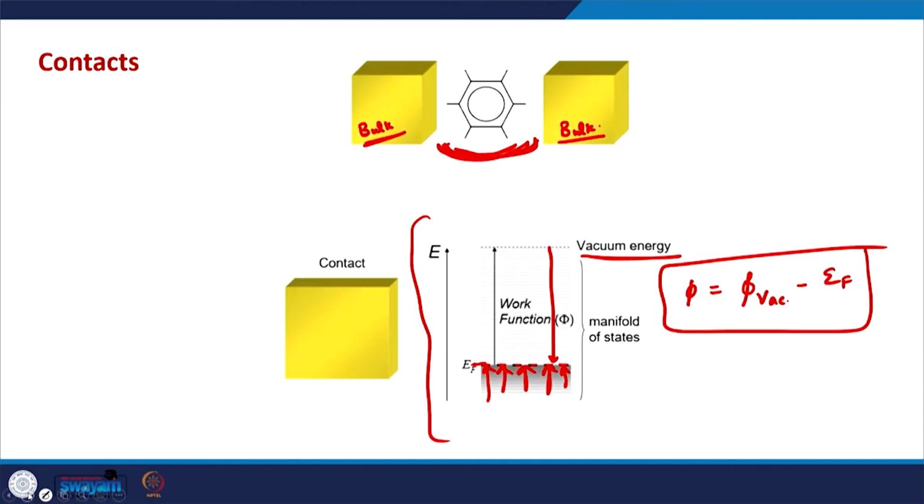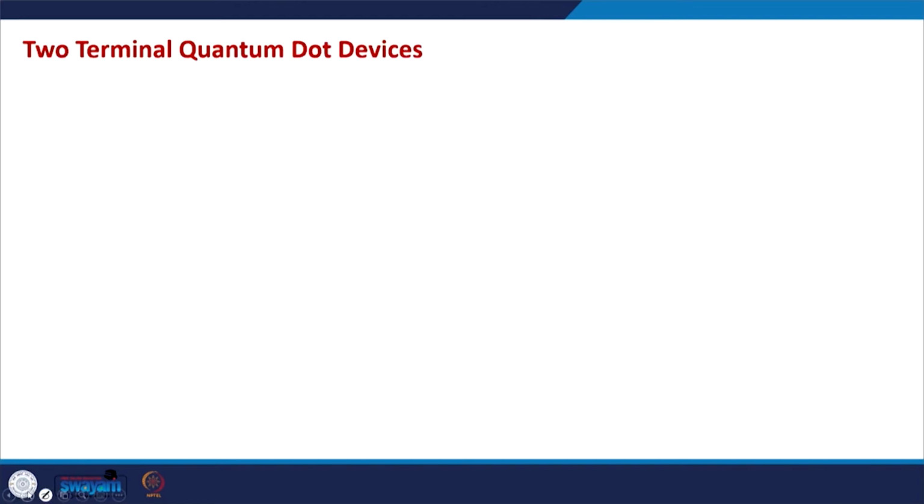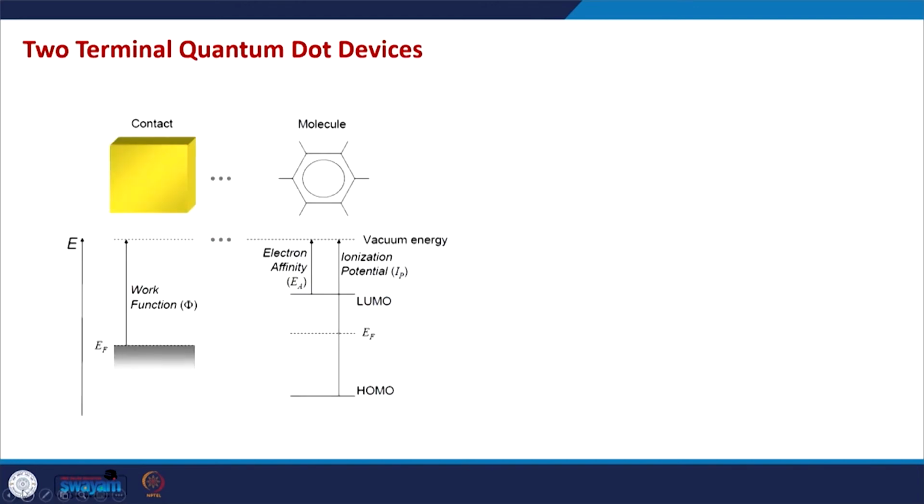Now, while making a device, we need to put this contact in touch with the quantum dot. Generally, this is the way we symbolize a quantum dot or any organic molecule, or just this symbolic representation. This actually means an organic molecule, but this means any nanostructure in which electrons are confined in all directions. So, what happens when we put a metallic contact in touch with this molecule or quantum dot?